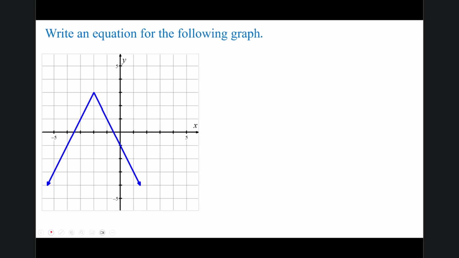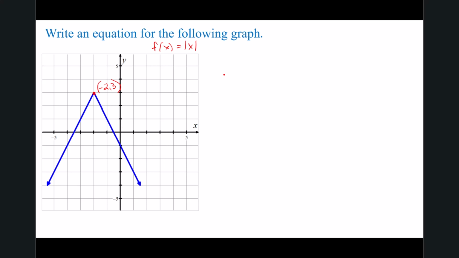Let's try one more. Write an equation for the following graph. Looking at this, I can see we have an absolute value function. Our toolkit function that matches would be the absolute value of x. This function did get transformed. We can see it got moved to the left 2 and up 3. So this is our point negative 2, 3. That's our new vertex. So that point went from 0, 0 to negative 2, 3.